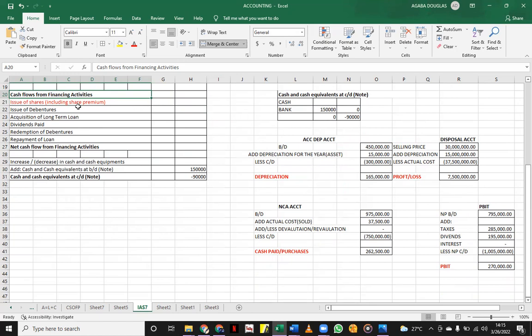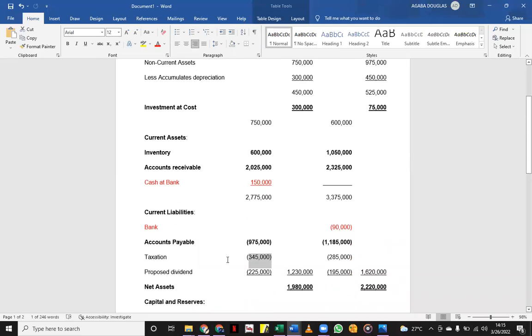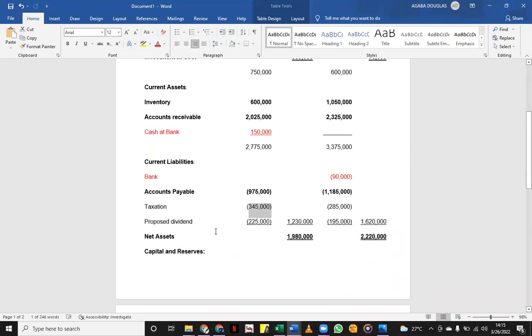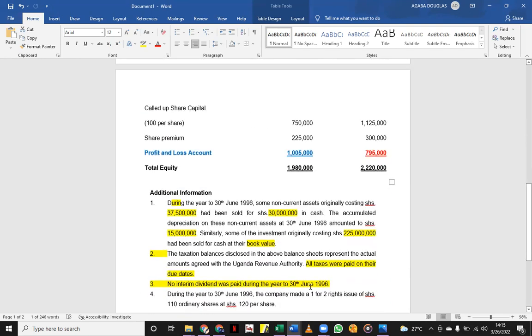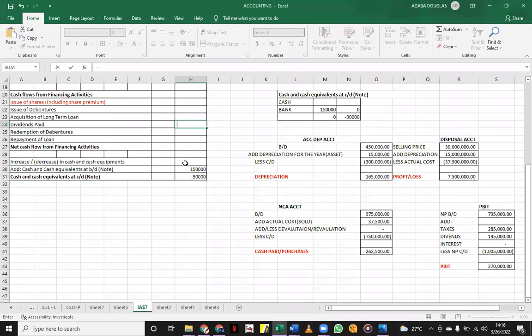So here, like we talked about, it has issue of shares, debentures, and all that. But we are simply going to pick out only those that are applicable to this question. So like we paid dividends, so we had an outflow. So we come back to our question, and we look at the dividends that were proposed and paid, which was 225. Remember, they said no dividend was paid for the year. So we can't say they paid a dividend of 195. They proposed this and it was later on paid when it was due. So 225 was the dividend paid. So 225.